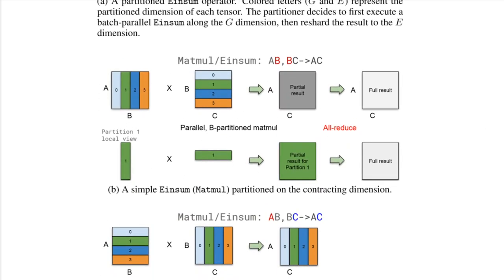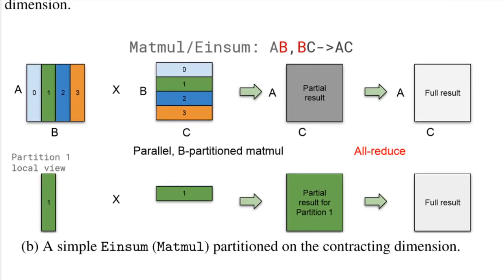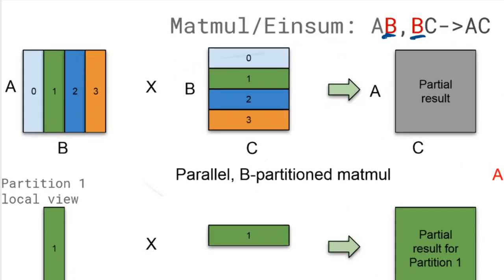I find this to be a bit more insightful. So if you have something like this, which is a regular matrix multiplication, right? And you want to contract along B, this is exactly the example we had before. So here is a situation where our tensor is sharded according to the B dimension, and this tensor is also sharded according to the B dimension. And you want to do a matrix multiplication of the whole tensor. So what can you do?